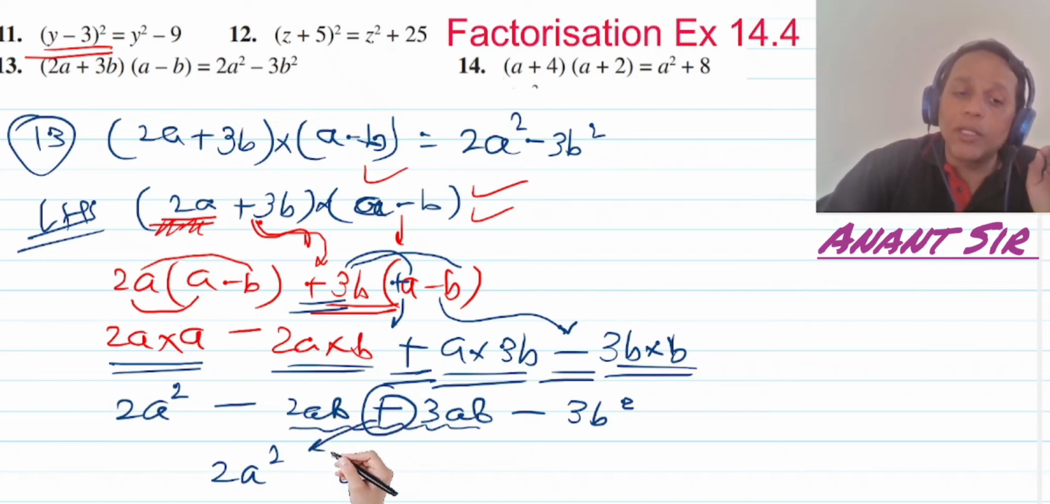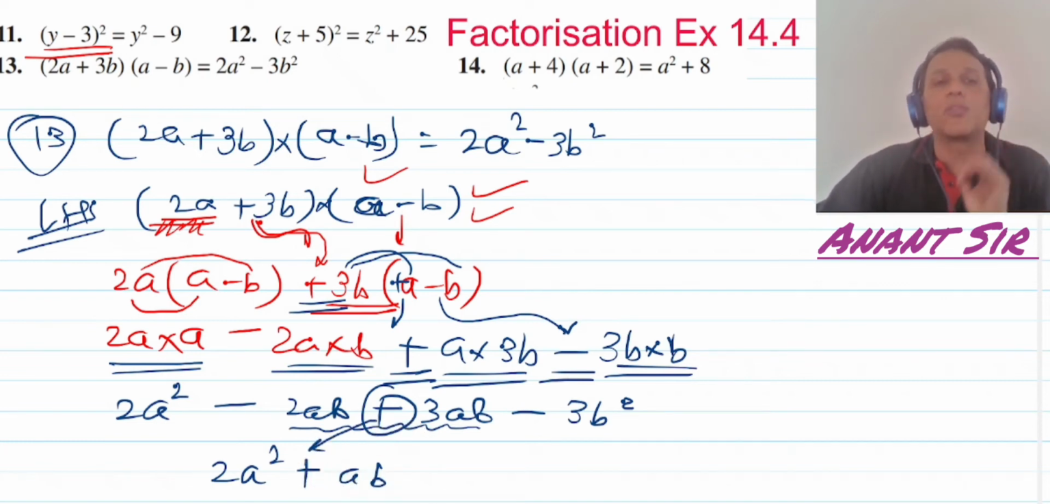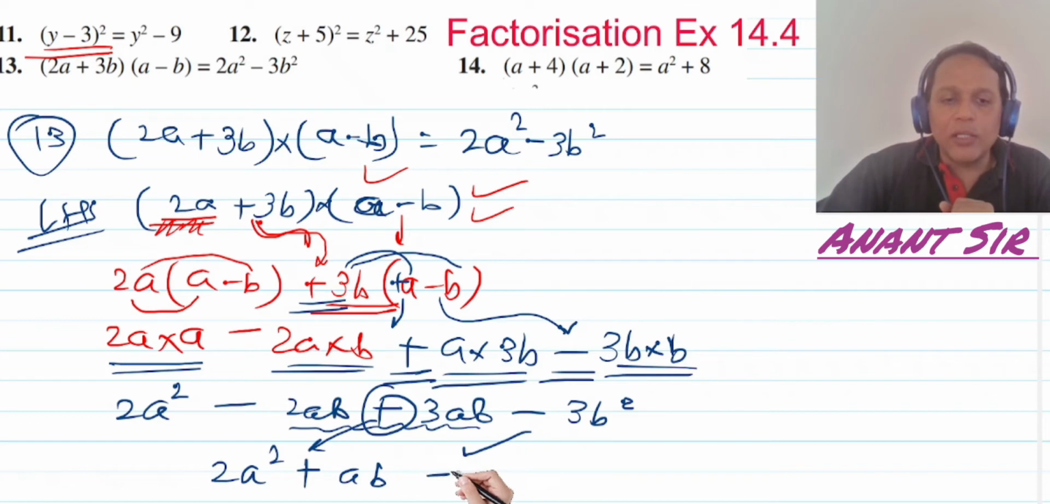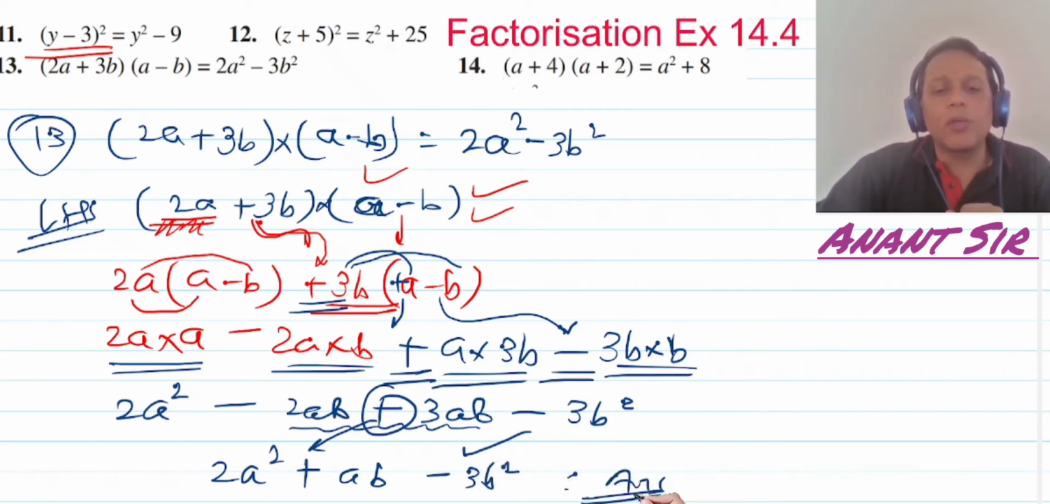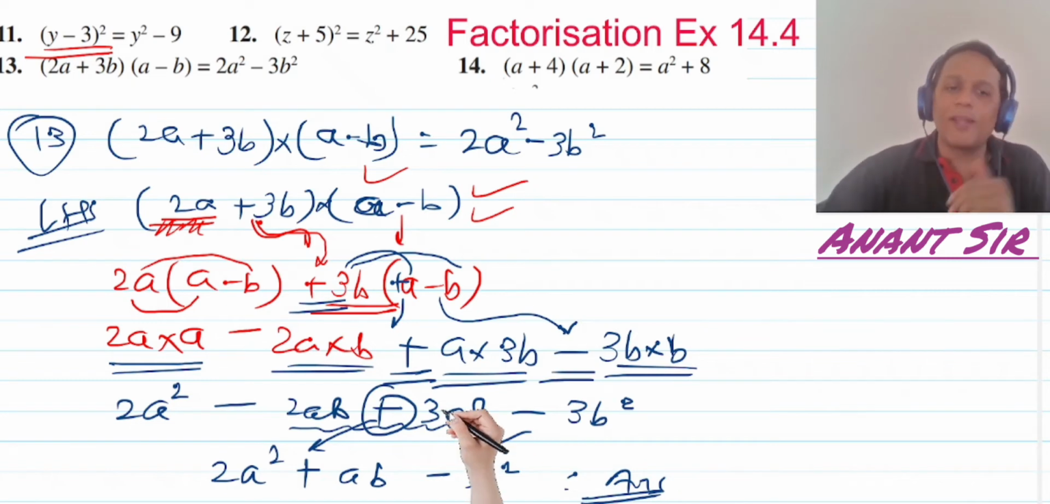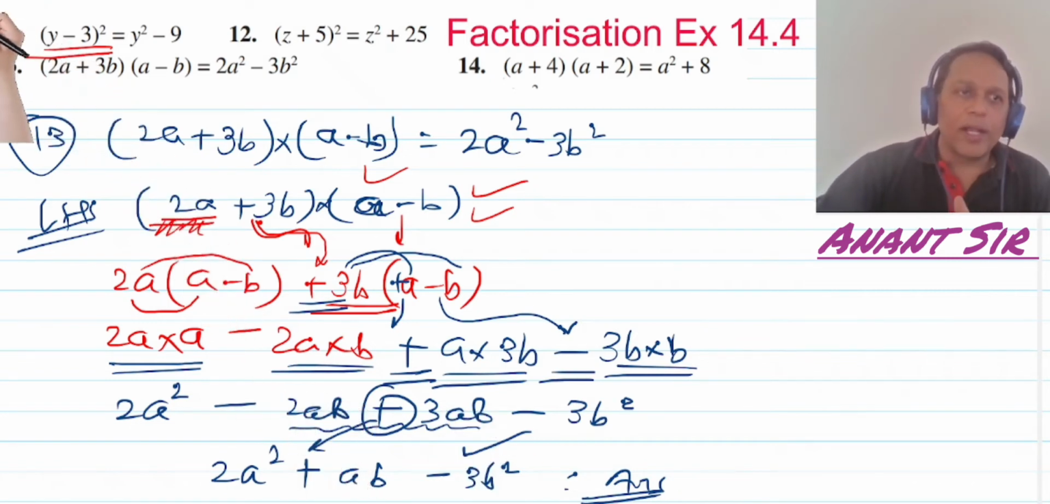And we have to give the sign of the bigger number to the answer. And then this minus 3b square will remain as it is. Now this is your final answer. We cannot solve this further. They are all unlike terms. I hope you are getting the questions.